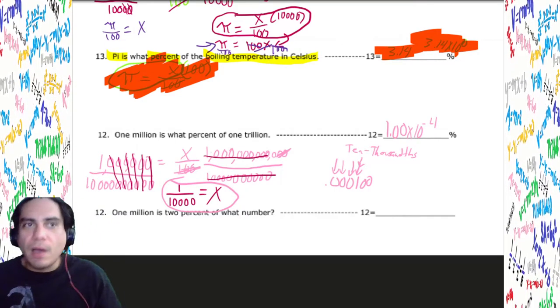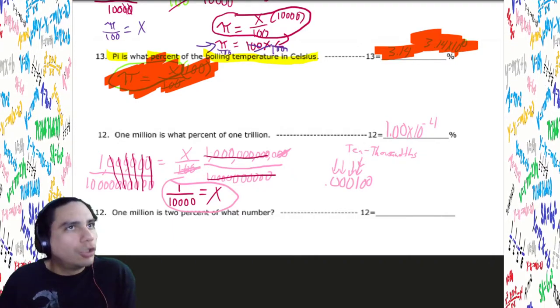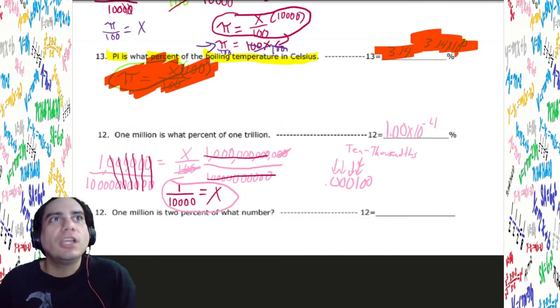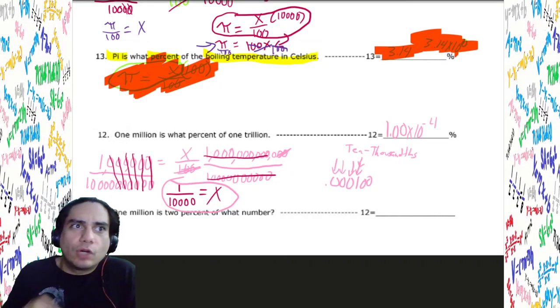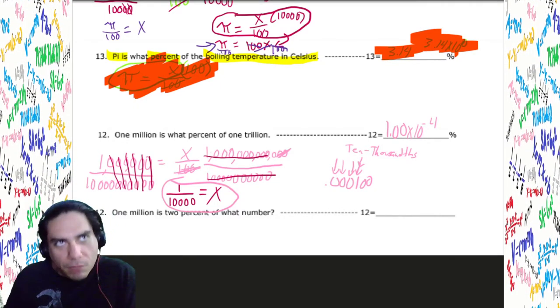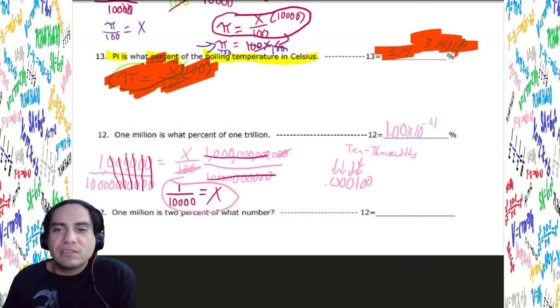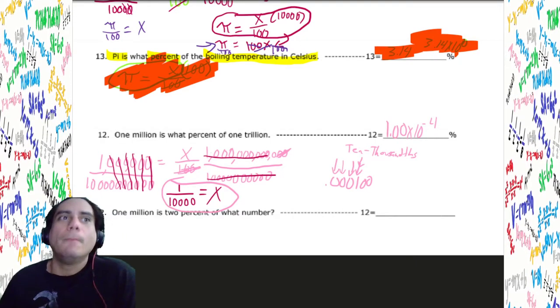One of the beautiful things about math is it's precious, it's gorgeous, it's the most beautiful thing on earth, because the patterns always make sense. Math never lies. And that's why we're going to make sure we can handle the percents, because it makes sense.